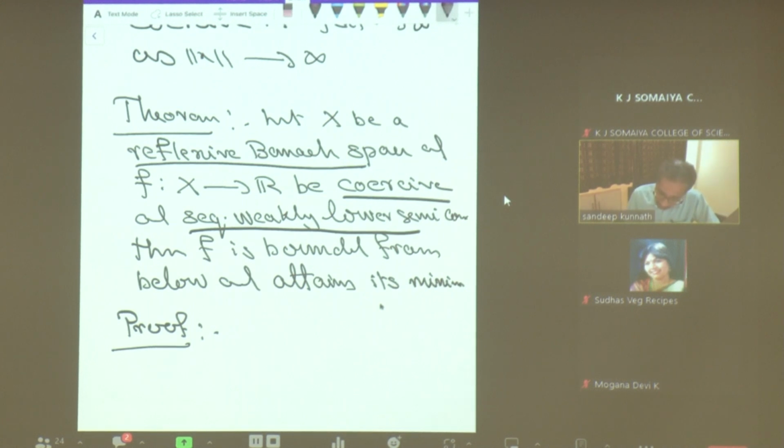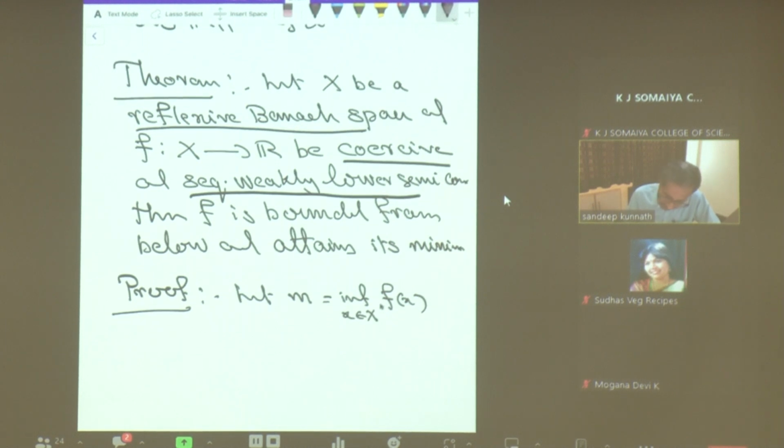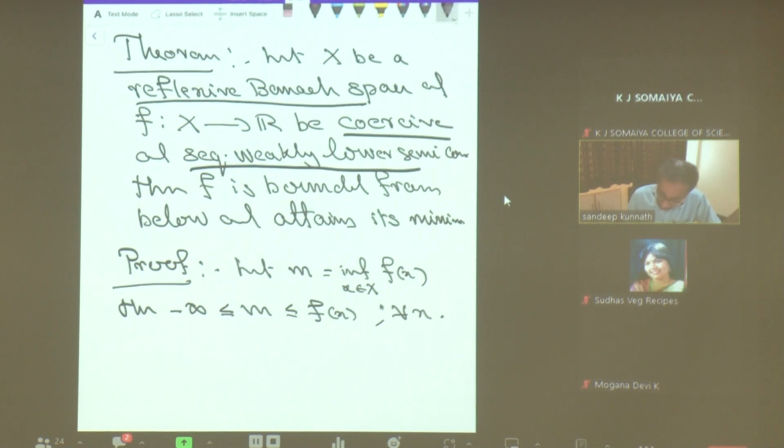So first I want to show that the infimum is finite. Let m be equal to the infimum of f of x where x varies in the Banach space. Right now we don't know whether f is bounded from below. We only know that minus infinity is less than or equal to m, which is less than or equal to f of x for all x. So it could be minus infinity right now.